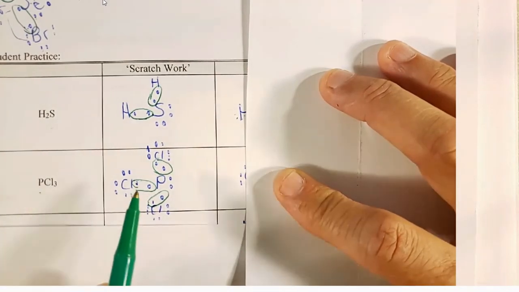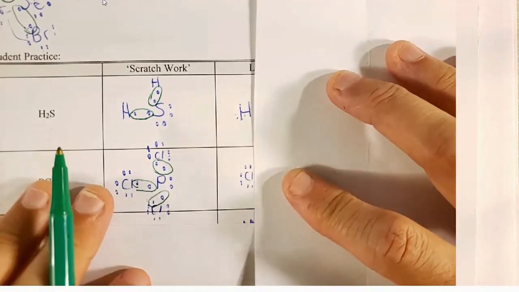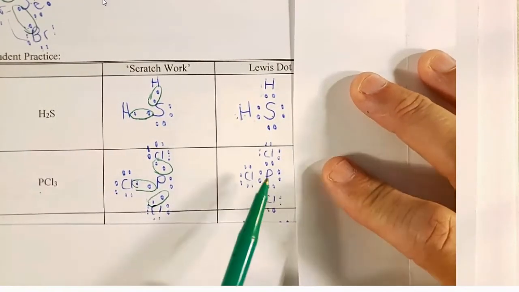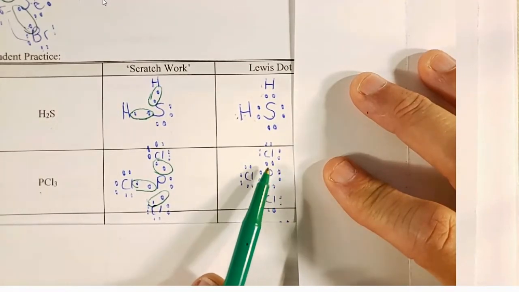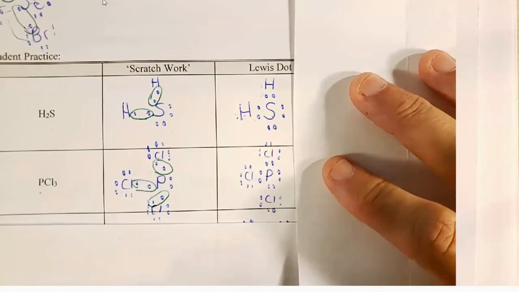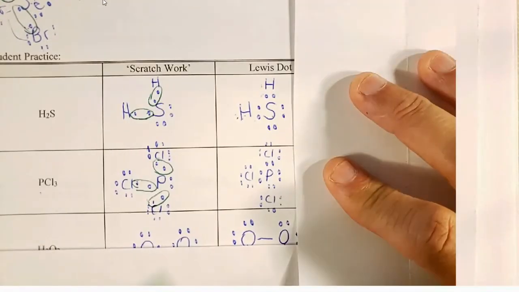So do your scratch work for these. Now when I redraw this, again, draw your phosphorus in the middle. You should get something that looks like this. There's my pair that is shared between the Cls and the phosphorus. Again, my two check questions. Does everybody have an octet? Do I have the right number of electrons?